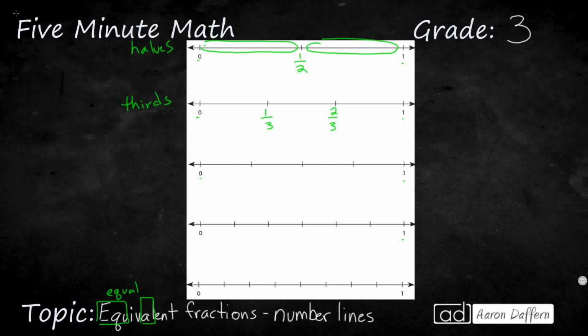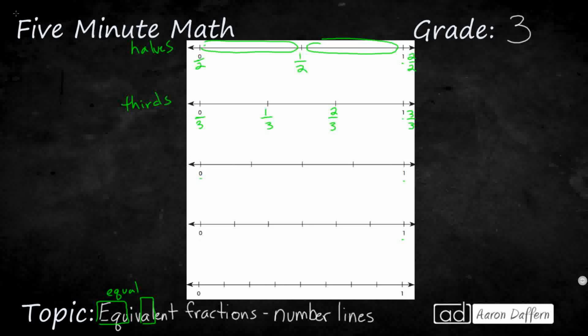Now, if we want to make it more of a pattern, we could continue this. 0 is really 0/3, and this 1 is really 1 whole, so we could rewrite that as 3/3 if we wanted to. So now it's a little bit more of a pattern: 0, 1, 2, 3. We could do the same thing with the halves. 0 halves, and that 1 is equal to 2 halves.